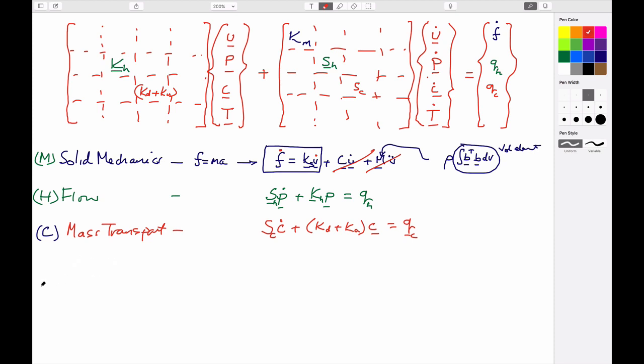So these are all rates of change, just that it doesn't have a circumscribed dot because of the way we describe it. And I guess finally temperature, heat transfer or heat transport, is going to be the same. So a storage term, which is rate of change of temperature, plus both a conductive term and an advective or convective term, operating on temperature, is equal to thermal flux.